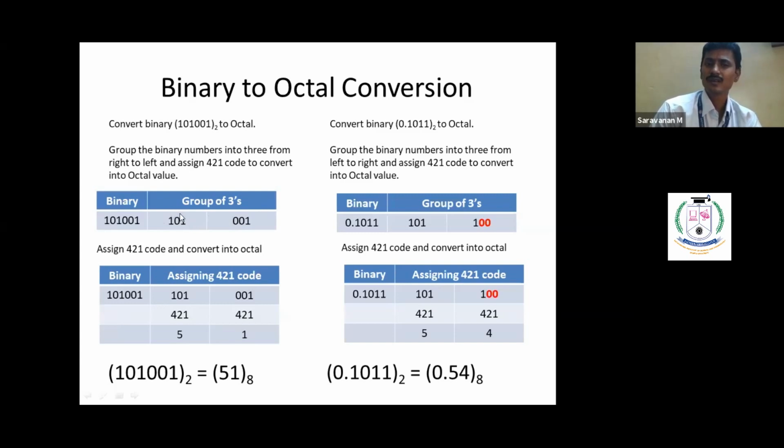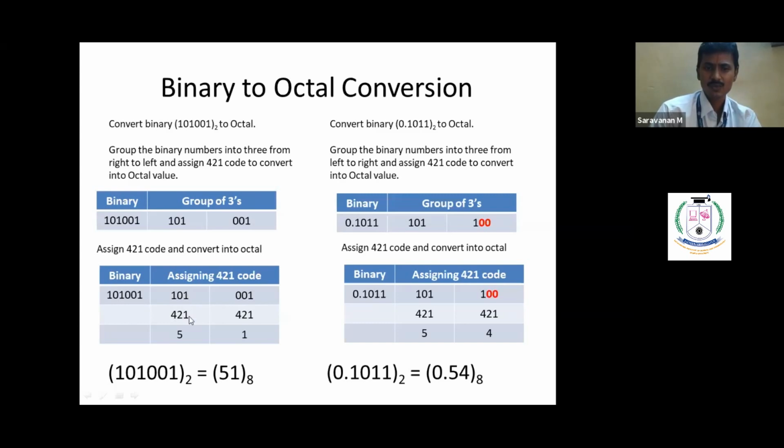Okay. Now for this grouping, apply the 4 2 1 code. Yeah, so apply the 4 2 1 code. That is, for these binary digits, put it as 4 2 1, 4 2 1. Now wherever the 1 is there, just sum up those values.